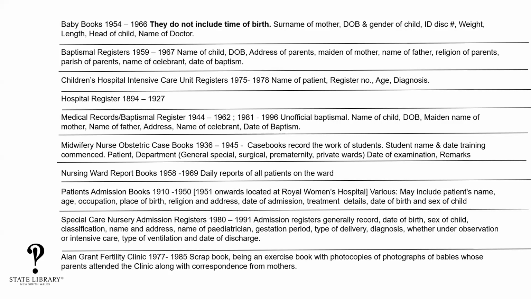And just a note about the baby books dated 1954 through 1966. We do get a lot of inquiries from people doing their horoscopes. And no, they do not include the time of birth. They do include surname of mother, gender of the child, date of birth, weight, length and head measurements of the child, and the doctor. The library has the patient admission books 1910 through 1950, and after this time, they're located at the Royal Women's Hospital.